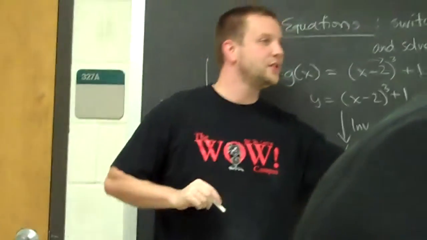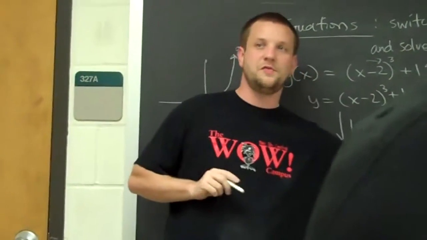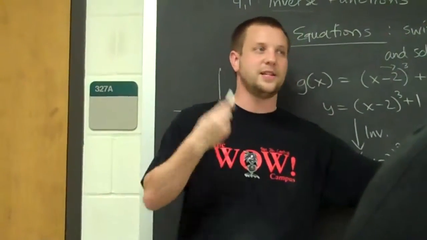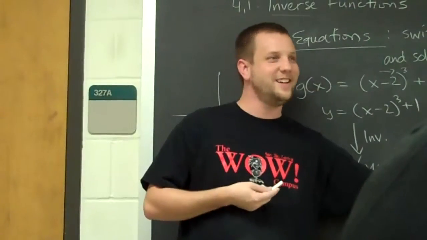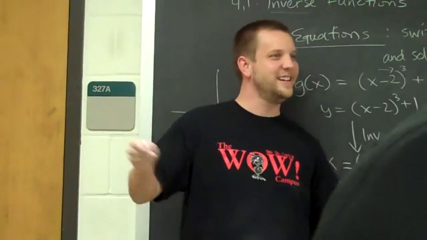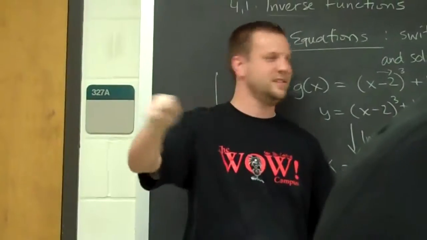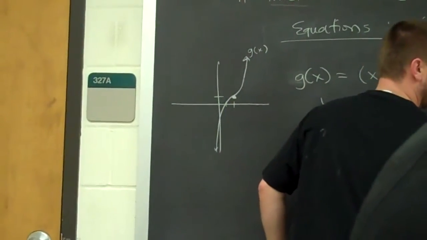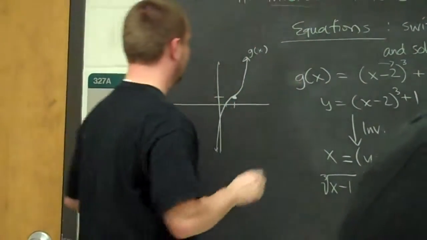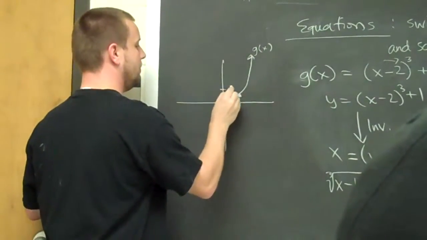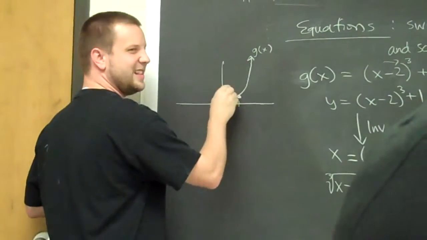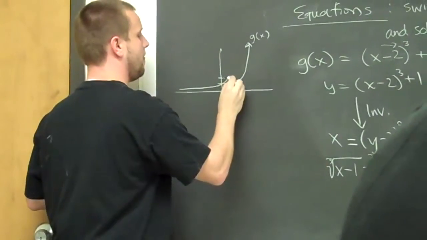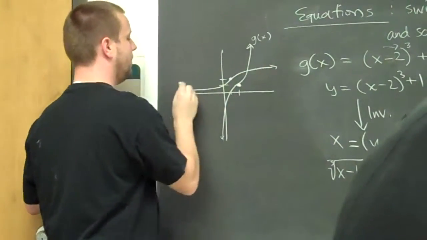Do I know how to graph the inverse of g? Do I know what the cube root function looks like? Sure. You bet. It's this one, right? And how have we moved that curve? Right 1 and up 2. So if I go right 1 and up 2, that's sort of that center point. And otherwise, the cube root function looks like that.